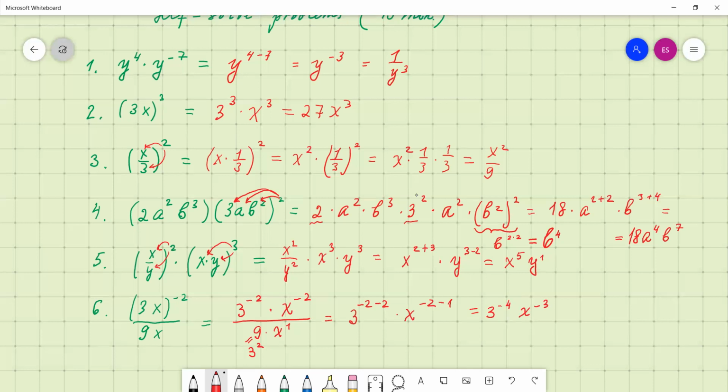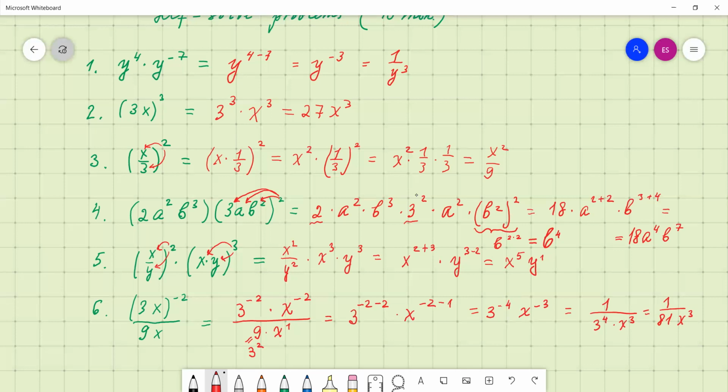If you don't want to have negative powers in your final answer, you can always put them down and write that it's 3 to the power of 4 by x cubed. And if you know that 3 to the power of 4 is 81, you can write down that it's 1 over 81x cubed. But again, it's not necessary. You can leave it as it is, or with negative powers. For me, it's the same.